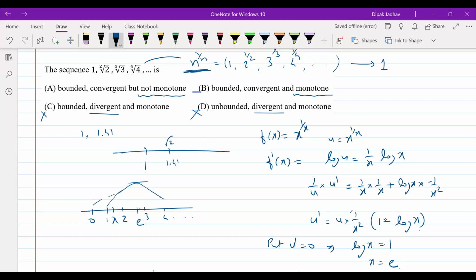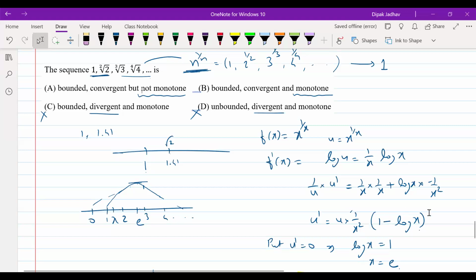So at 3, the first two terms are increasing, and from the third term onwards it decreases. Is that okay? So it is neither fully increasing nor fully decreasing. So it is not a monotonic sequence.